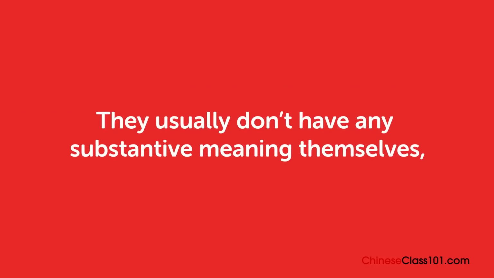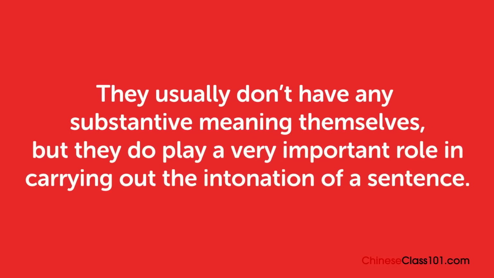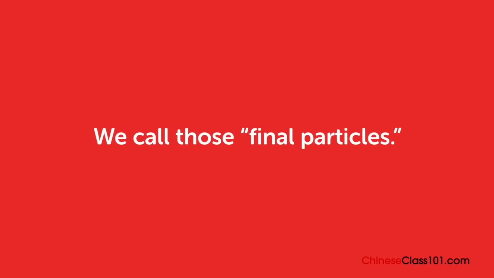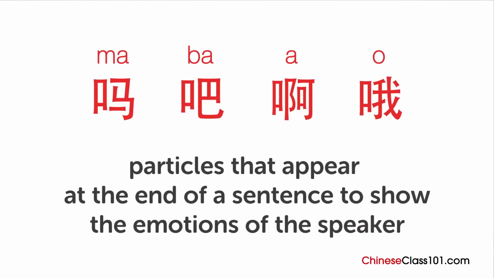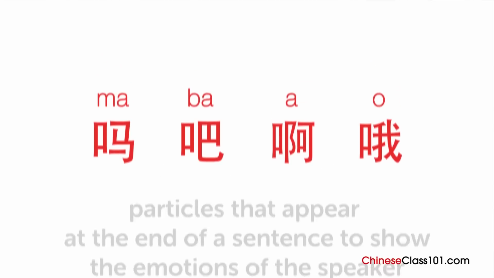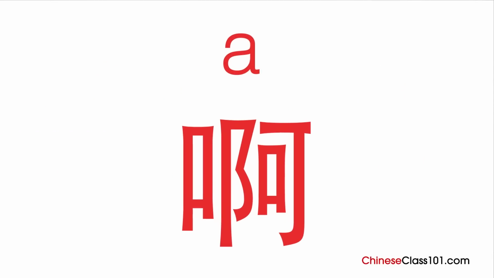They usually don't have any substantive meanings themselves, but they do play a very important role in carrying out the intonation of a sentence. We call those final particles. Words like ma, ba, a, o are all particles that appear at the end of a sentence to show the emotions of the speaker. Today we'll be talking about one of the most common final particles, a.